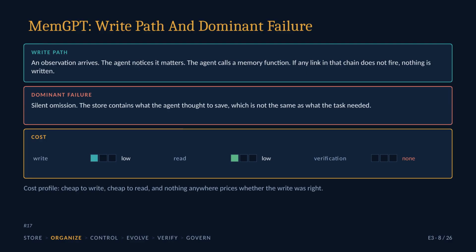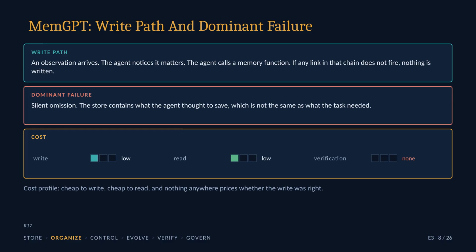So here is the right path, stated as a chain. An observation arrives. The agent notices that it matters. The agent calls a memory function. If any link in that chain fails to fire, nothing is written and nothing complains. The dominant failure is therefore silent omission.